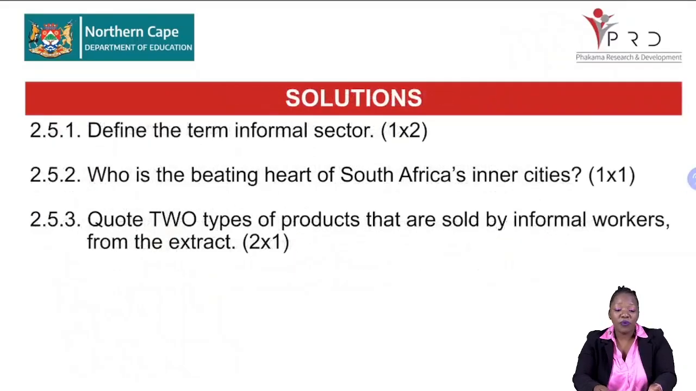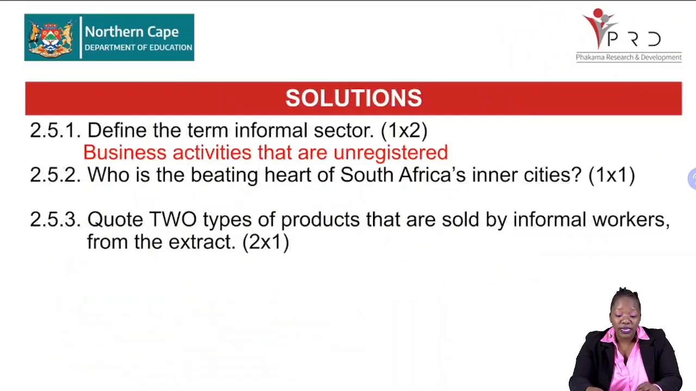Right, girls and boys, I believe that we are all done. So let us look at our solutions. You are supposed to define informal sector, which is the first question. So informal sector, we can say these are the business activities that are unregistered. You can put them in any other way as long as you emphasize this is the business that is not registered, or it's the business that does not pay tax.